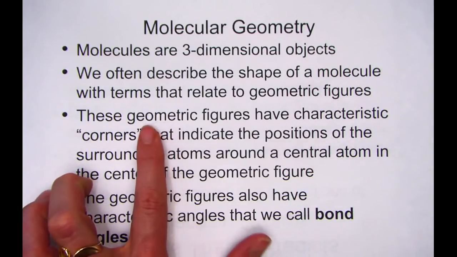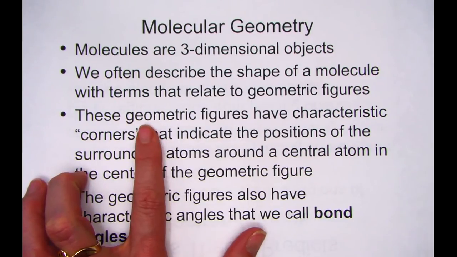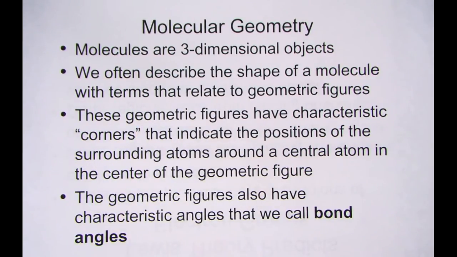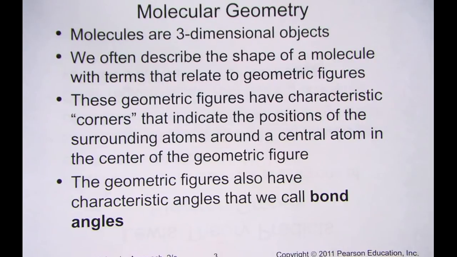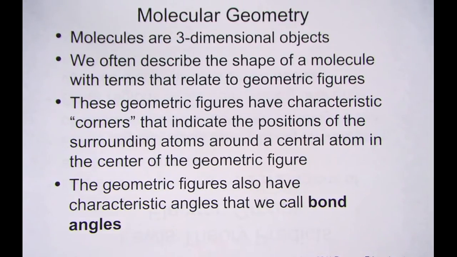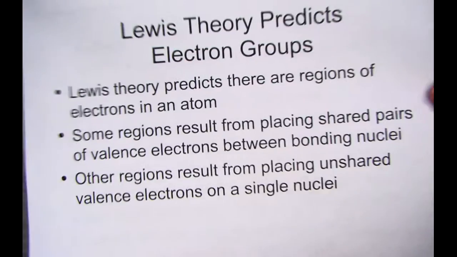So it describes the shape of a molecule, which really relates to its geometric figure. The geometric figures have characteristic corners that indicate the position of the surrounding atoms. The surrounding atoms always attach back to the central atom in the center of the geometric figure. That geometric figure will also have characteristic angles that we call bond angles. So think about how the atoms are connected in a three-dimensional way, and then take a look at the angles between the atoms that attach back to the central atom.